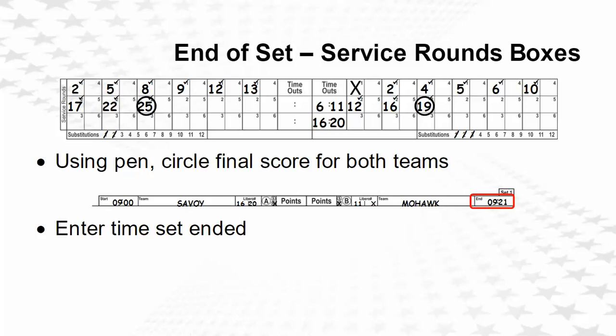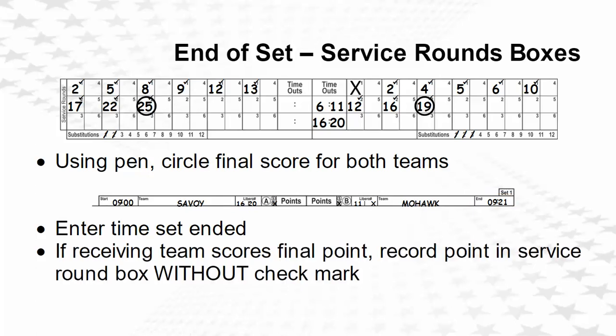If the receiving team scores the final point of the set, be sure to write that final point in the next service round box, giving that team its final point, but without a check in the service round box. Then, complete by circling the final scores.